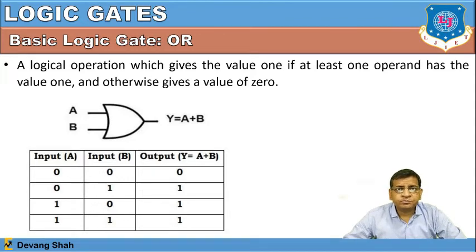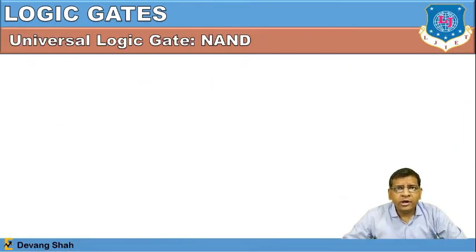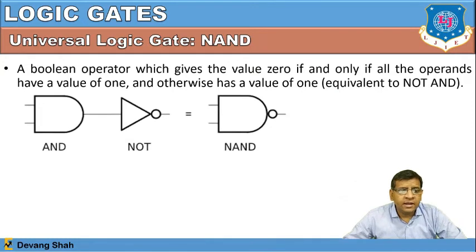Now our whole process is always ANDing, ORing or NOT, right? So with the combination of these AND, OR and NOT, we can define one more combination as a NAND. Now NAND is nothing but the AND plus NOT. This Boolean operator gives the value of 0 only if all the operands have the value of 1, otherwise it has the value of 1. It is equivalent to NOT AND. So this is nothing but the combination of the AND gate and the NOT gate.